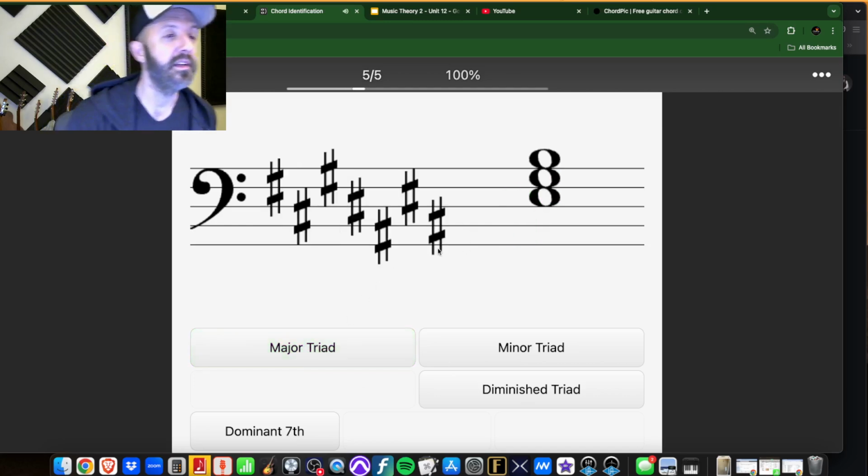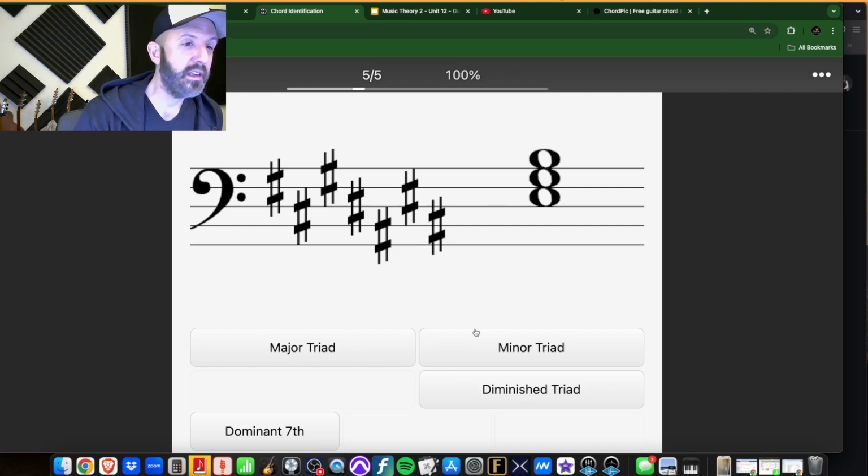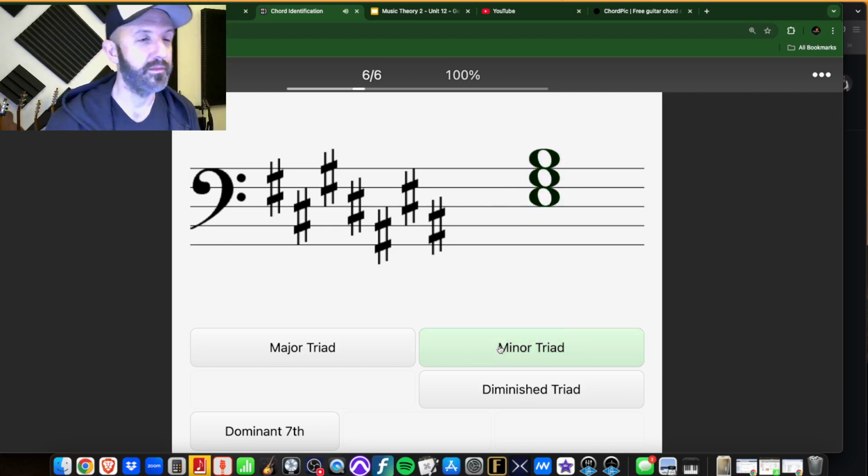It's major. Another C sharp. All right, so C sharp, that's an E. That's the third note. That's going to be the mediant. That's always a minor.